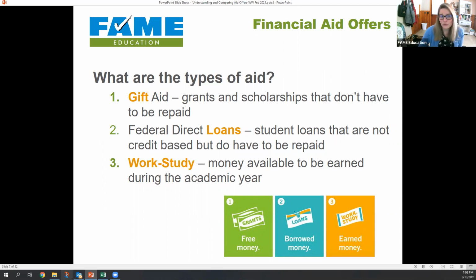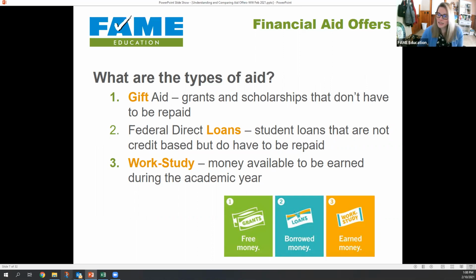And then there are federal direct loans, which are student loans that are not credit-based, right? And they're loans in the student's name. They don't need a cosigner. They don't need a credit check, and they are designed to have limits in place to help students meet their financial obligation to the college. But they do have to be repaid. They are loans. They do have interest attached.